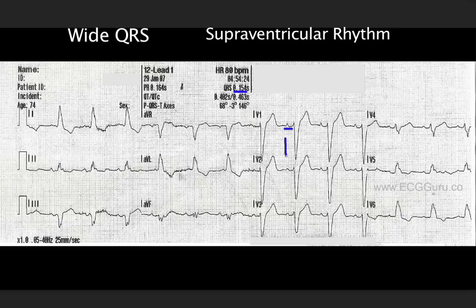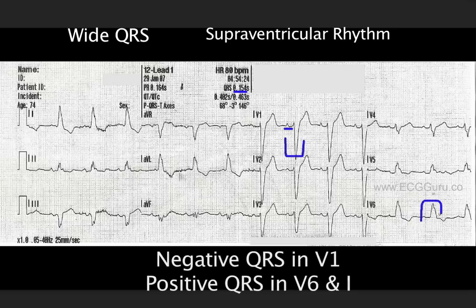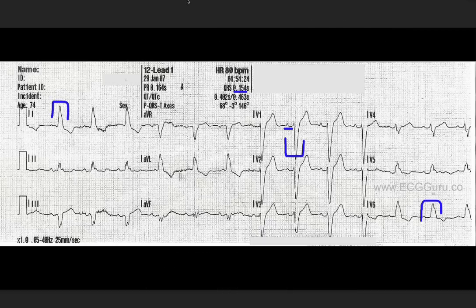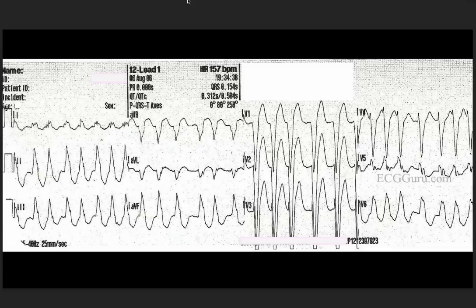And because the QRS is wide and negative in V1, positive in V6, and also positive in lead 1, I can make the diagnosis of left bundle branch block. In a separate talk, we'll talk about the significance of left bundle branch block and how it affects your treatment protocols and how it affects your patient. Now we're going to look at one more example and see if we can meet criteria.